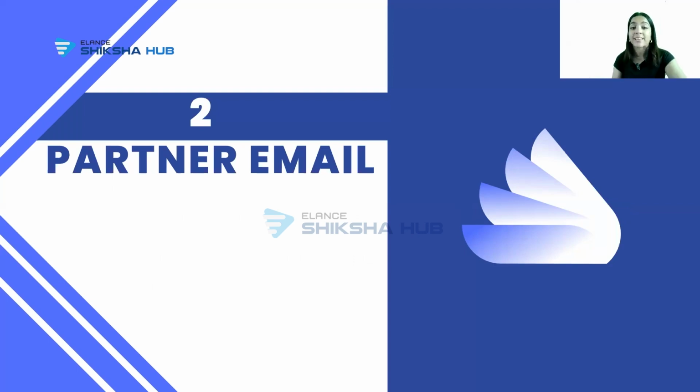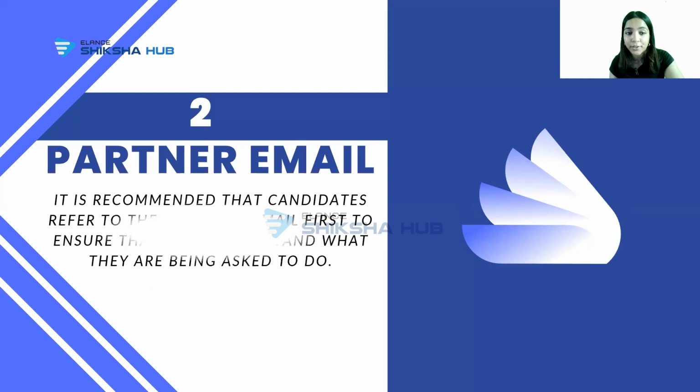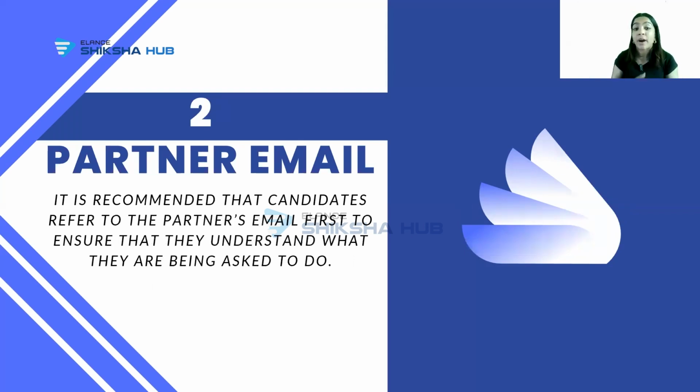Now, the partner's email. The examiner has a few things to say about the partner's email. It is recommended that candidates refer to the partner's email first to ensure that they understand what they are being asked to do. Of course, this is quite obvious, and quite important as well, that after reading the opening paragraph, we will move on to the partner's email first. We will not move to exhibit 1. Now, in the partner's email, you will be given what all things are required, which exhibits you have to refer to for that particular requirement, and what is the basis of materiality. All these things will be covered in your partner's email. So the examiner is just telling us to please read it properly.